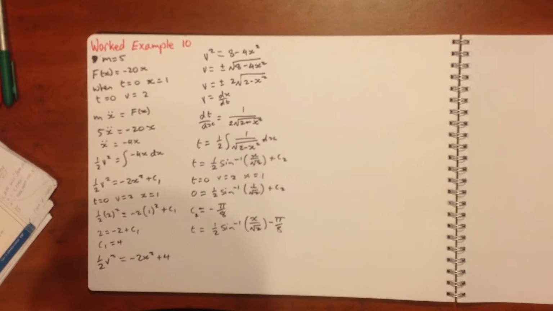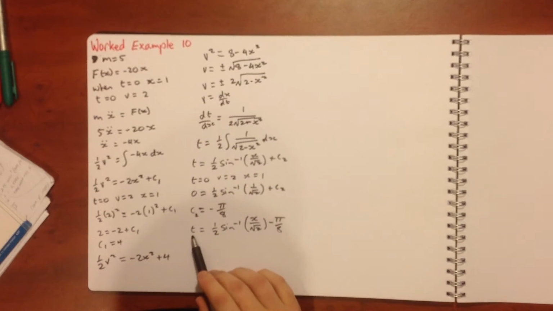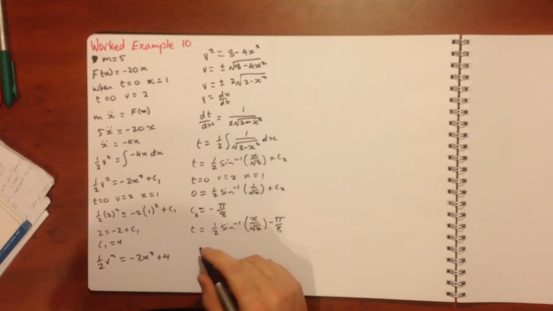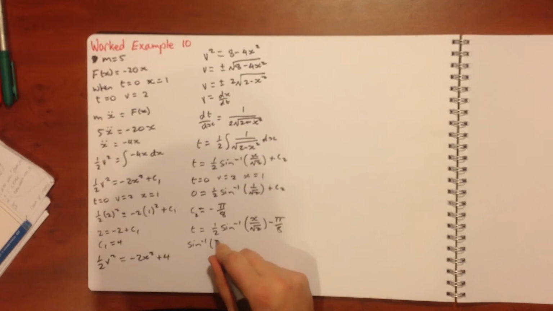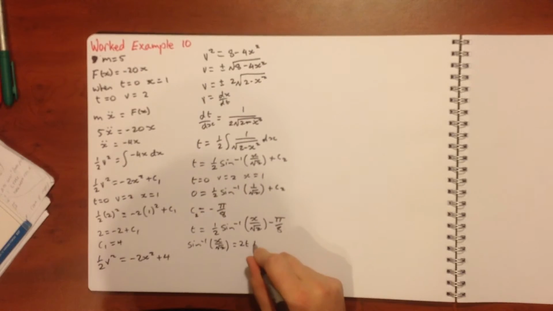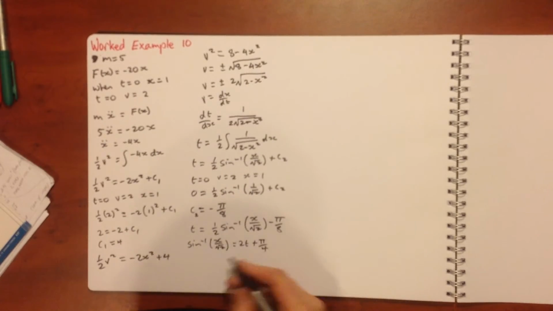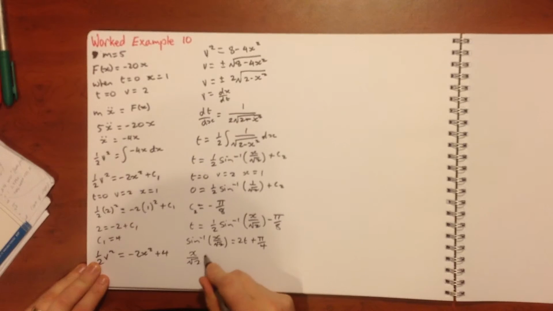We can rearrange this a little bit, because we want to make x the subject. So we're going to add on pi on 8 and multiply by 2, so we can say that the inverse sine of x on root 2 is equal to 2t plus pi on 4. To get rid of the inverse sine, we take the sine of both sides, and say x on root 2 is equal to sine of 2t plus pi on 4.